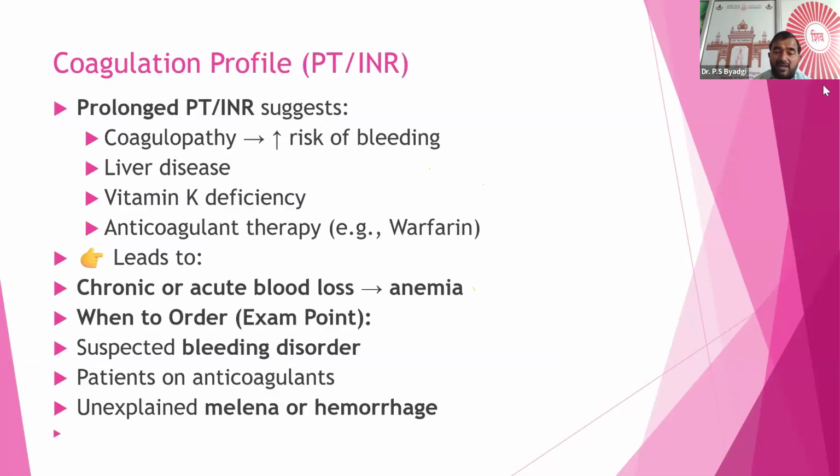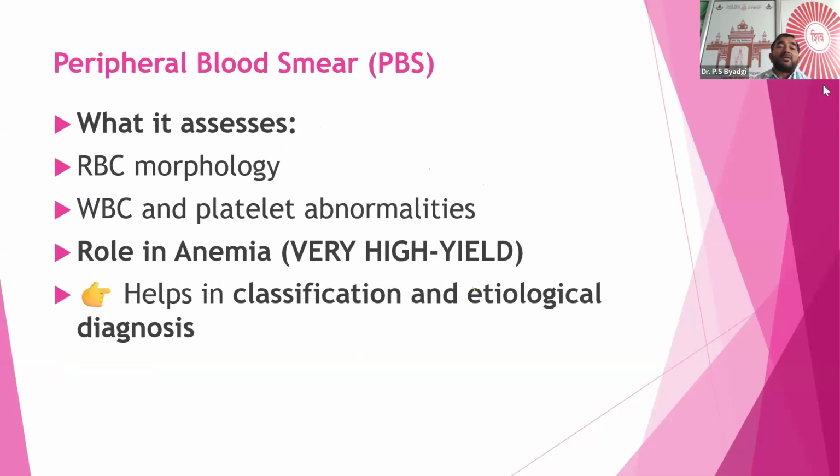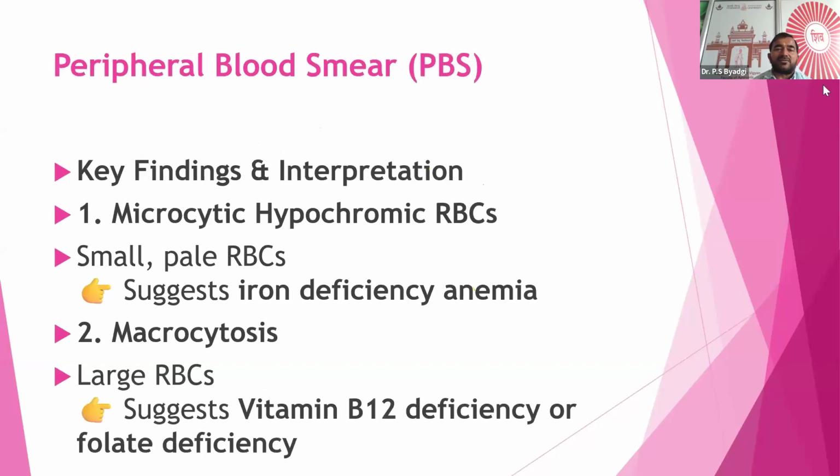So suspected bleeding disorders should be looked into. If patients are taking any anticoagulants and there is unexplained melena or hemorrhage, that patient needs to be properly examined. The peripheral blood smear is a very important examination for the diagnosis of anemia. We should look into the RBC morphology and WBC and platelet abnormalities. That is very important to make a classification in the pathological diagnosis.